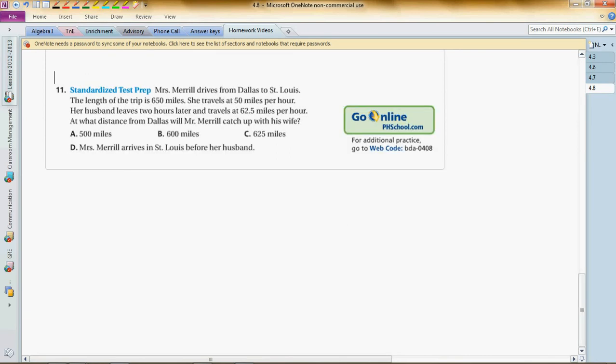Problem number 11, standardized test prep. Mrs. Merrill drives from Dallas to St. Louis. The length of the trip is 650 miles. She travels 50 miles per hour. That means in 2 hours she would be 100 miles away from her starting point. And her husband leaves 2 hours later and travels 62.5 miles per hour. So her husband is faster to catch her up.